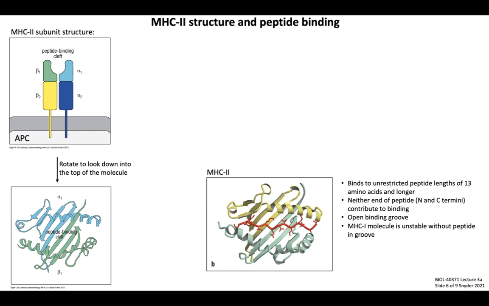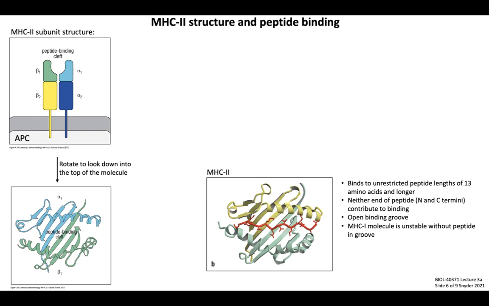At the center here, this diagram shows the protein structure of MHC2 in yellow and green, along with a peptide in red, which has been loaded into the binding cleft. MHC2 has some key differences compared to MHC1 in its binding cleft. First, rather than only binding to a specific length of foreign peptides, MHC Class 2 is unrestricted in that it can bind to fragments that are 13 amino acids or longer. Because there are no restrictions on the exact length of the peptide, neither terminus of the peptide is involved in the actual interactions with MHC Class 2.